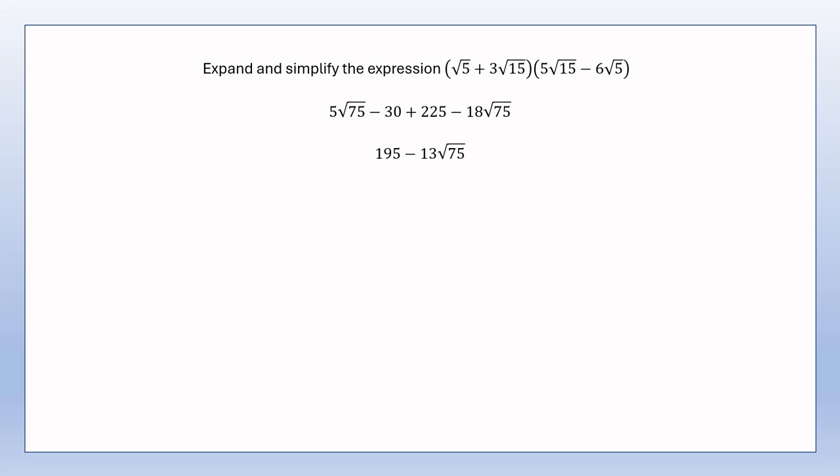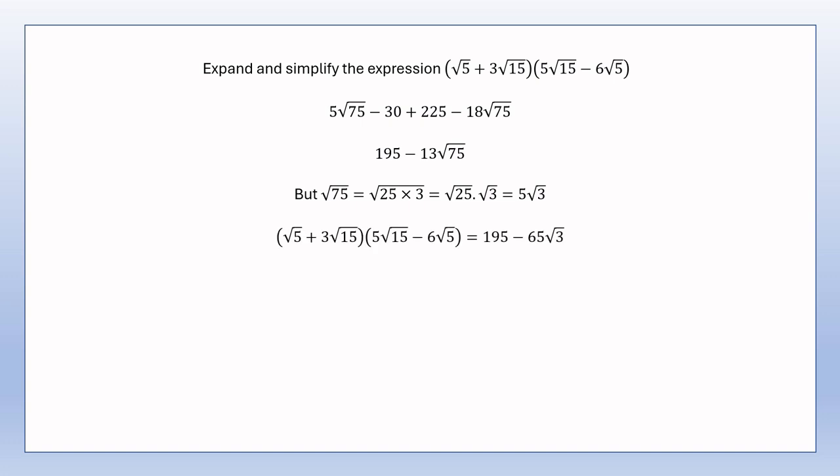But of course, the square root of 75 is a surd which can be further simplified, and you need to make sure that you do this further simplification, because we get that the square root of 75 is equal to the square root of 25 times 3, and using our laws of surds, we get that this is equal to the square root of 25 times the square root of 3, which of course is equal to 5 times the square root of 3. And so our original expression is equal to 195 minus 65 root 3. We expanded, we simplified, we got the answer.